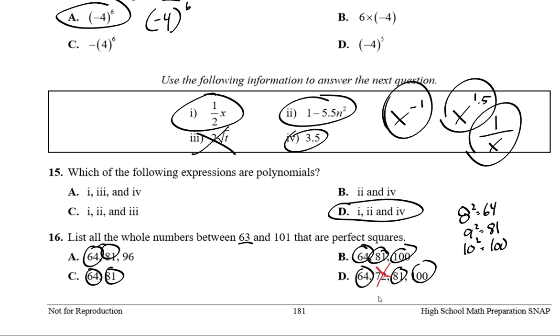This 72, that's 8 times 9, that's no good. This 96, that's no good. So the only one that's got all of them and no mistakes is B. Okay, there's a nice quick page. We'll keep going.